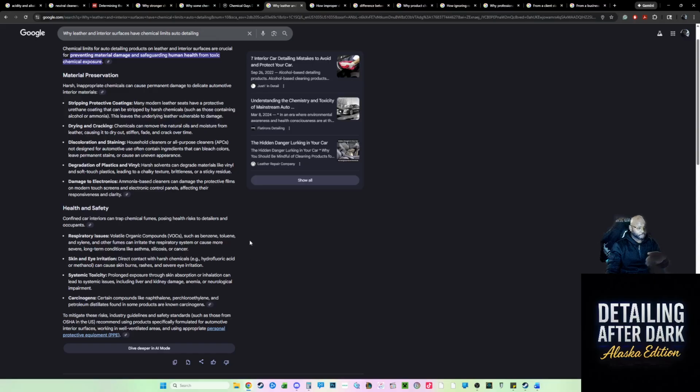Harsh solvents can degrade these materials. Soft touch plastics can develop a chalky texture, brittleness, even stickiness. You've touched people's cars after they cleaned them, and when they're sticky, they used too much. They've attacked it so much that now you basically have to re-clean it with a neutral pH to get the harsh pH out of there.